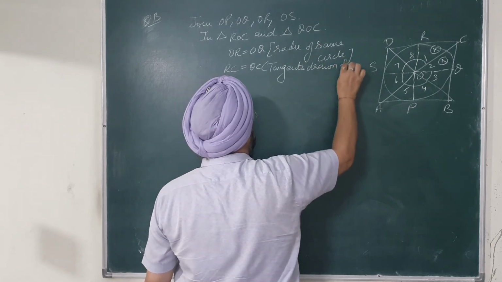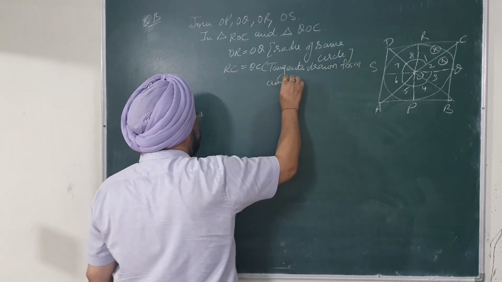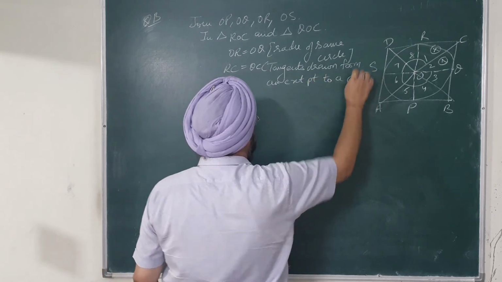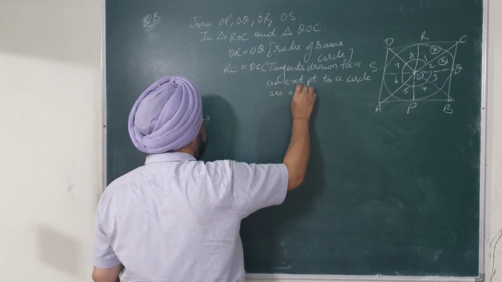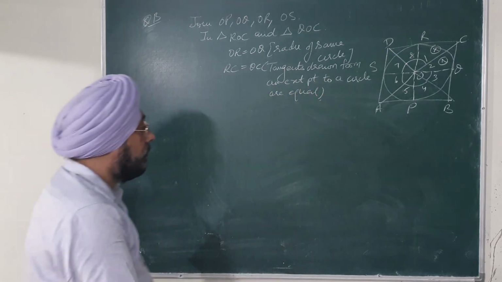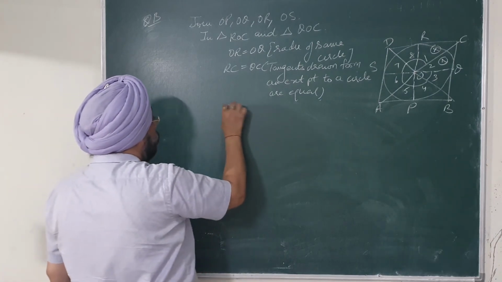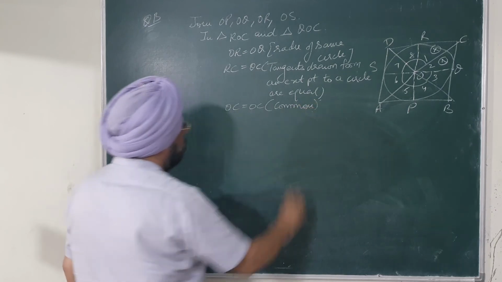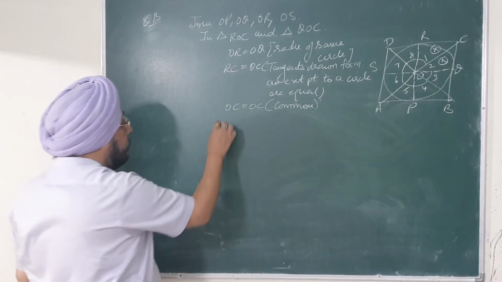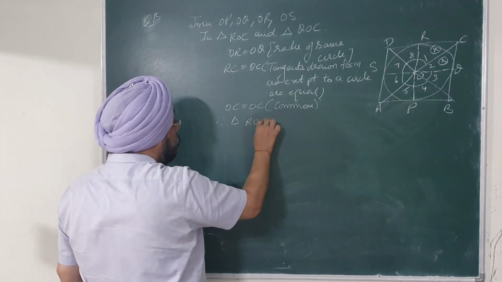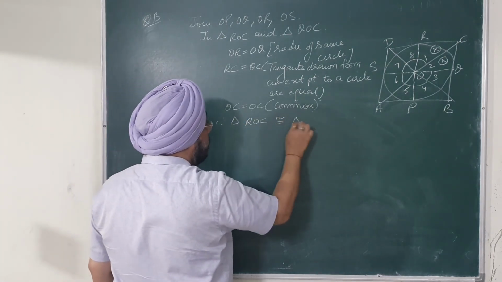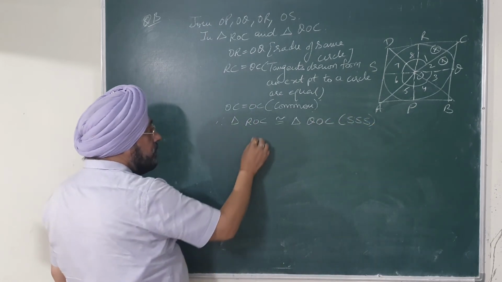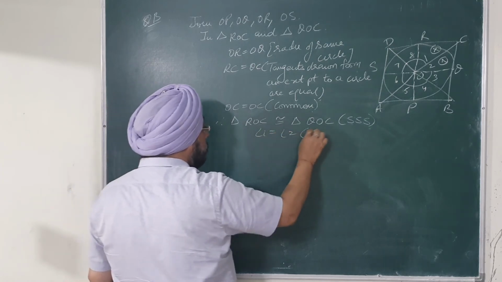tangents drawn from an external point to a circle are equal. And the third one is OC = OC, that is common. So we have taken the three conditions. Therefore, triangle ROC is congruent to triangle QOC, that is by SSS. So by CPCT we get angle 1 = angle 2.